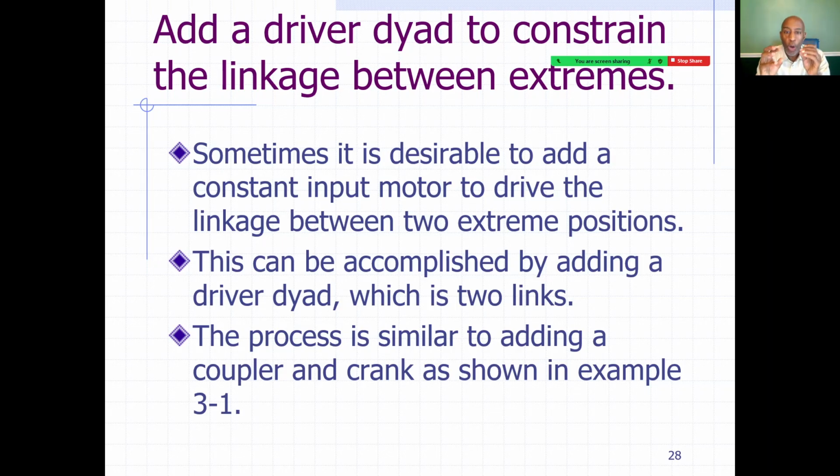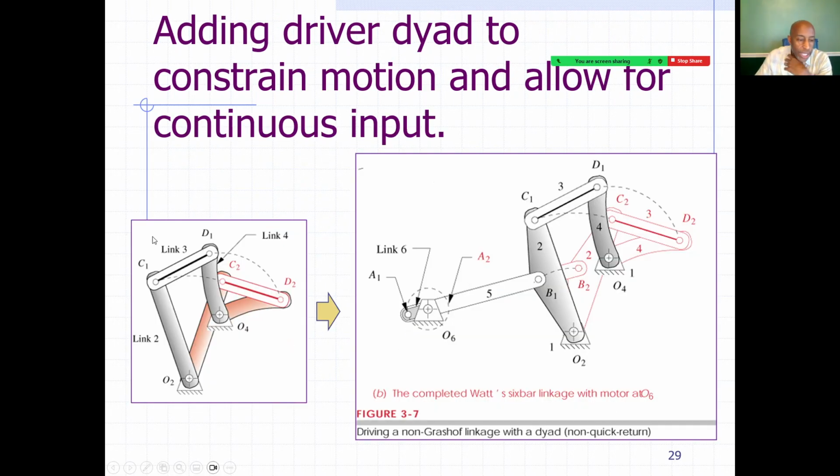So we want to make it possible for the four-bar that we create to be bounded between two extremes and also to be able to have a continuous input location for a motor. This can be accomplished by adding a driver dyad, which is two links. The process is similar to adding a coupler and crank as shown in example 3.1. So here's the linkage we just created, and we're going to add a driver dyad to constrain its motion and allow for continuous input at O6.